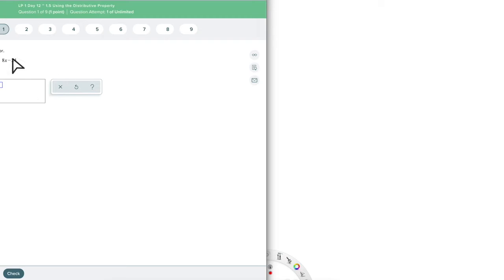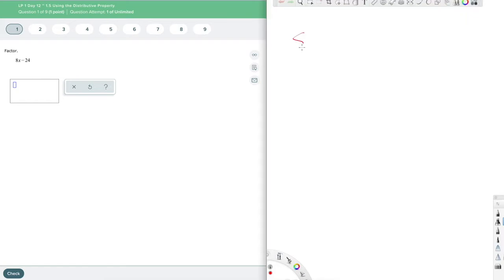So now let's go ahead and take a look at the problem here. It says factor 8x minus 24. Just like that example was saying, we need the greatest common factor, not greatest common multiple, greatest common factor. So I want to know what's the biggest number that can divide into both 8 and 24. Well, that would be 8, wouldn't it? 8 can divide into itself, 8 can divide into 24.